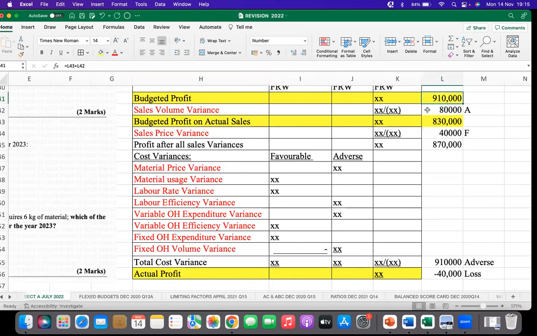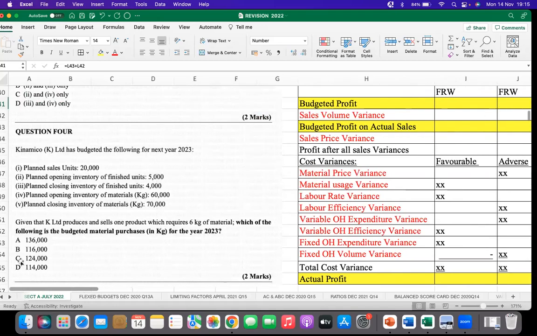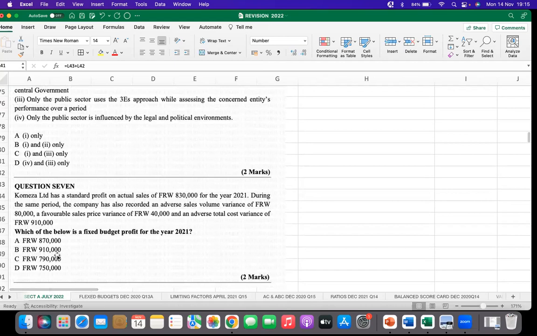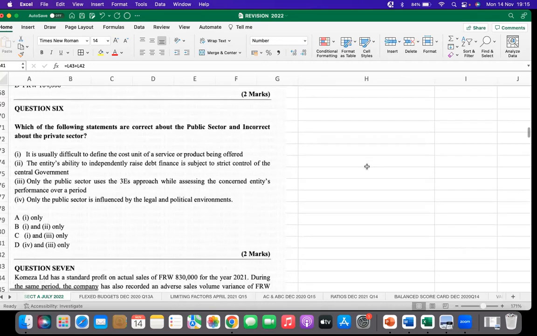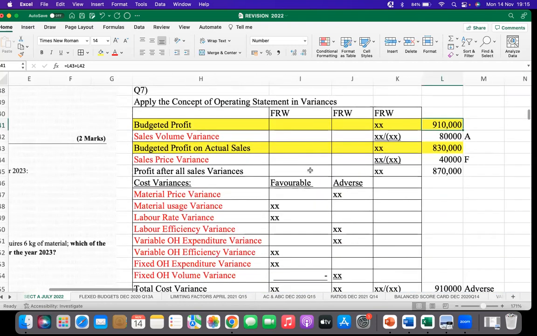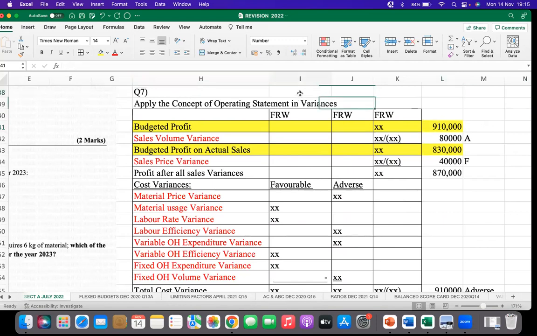It is 910,000. Do we have an answer like that? Yes, B. B is the answer. What am I trying to say? Even the examiner's answers are not very clear. If you can master this format, it will help you to answer such questions. What do you need to master? You need to master an operating statement. So the answer is B, 910,000. I hope we are together.